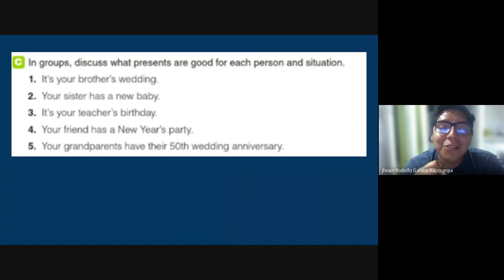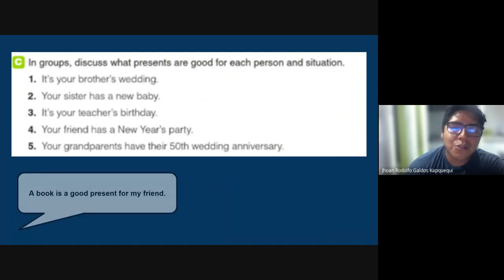Number four, your friend has a New Year's party. Well, that's kind of special there. We usually don't give presents on New Year's, but in this case, what do you think would be a great present in a New Year's party? And number five, your grandparents have their 50th wedding anniversary. You have to take into consideration that that's a big number, 50th anniversary. So calculate yourself and make a decision.